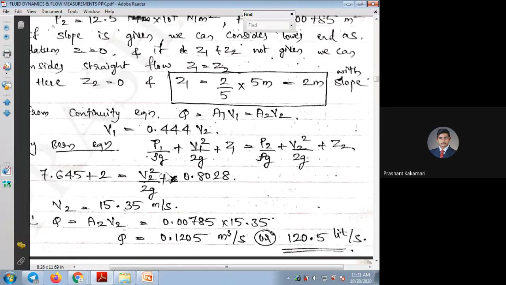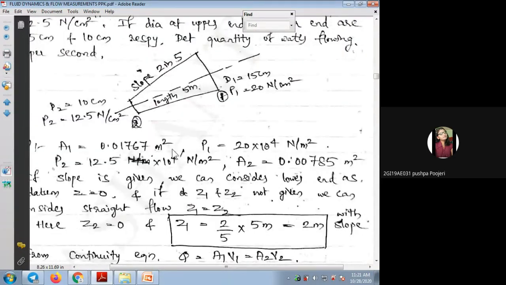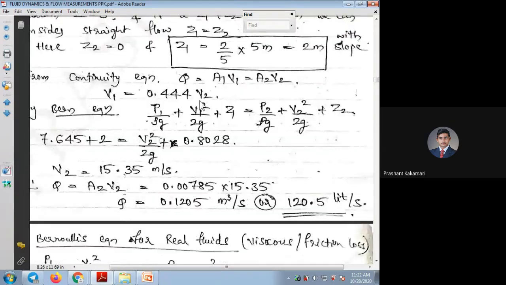Take area 1. Area 1 is how much? By diameter 1, diameter 1 is 15 centimeters. Area 1 is 0.01767. Area 1 into V1. You can take V1 from here and find the discharge. Check whether it is coming the same or not, and tell me the answer. That will be the same, A1 V1 or A2 V2. Find the discharge.